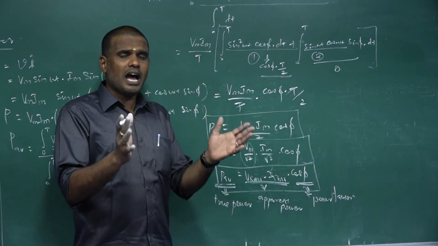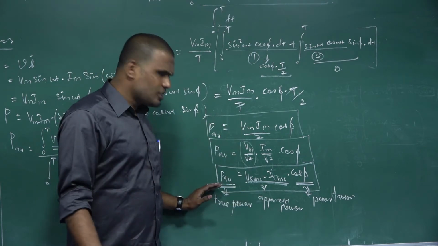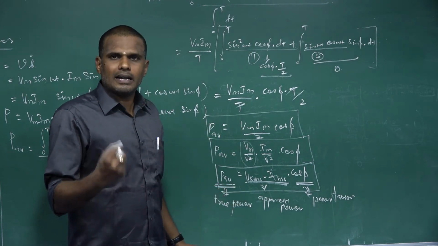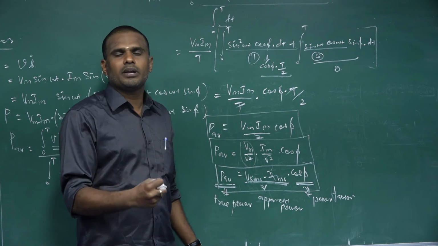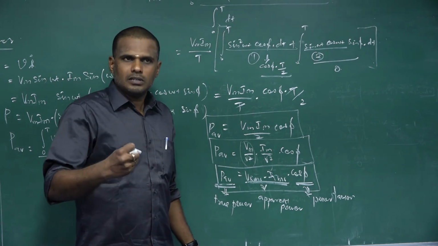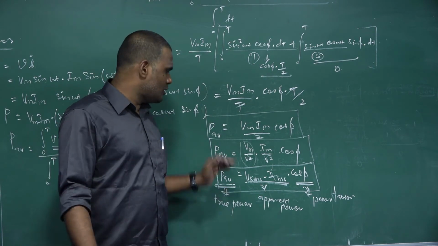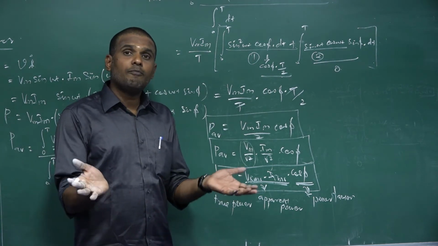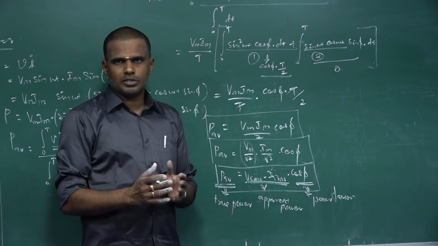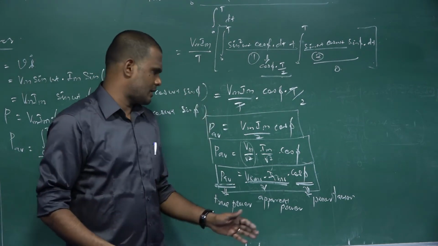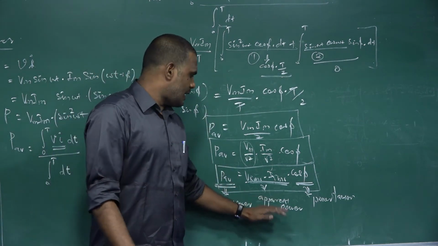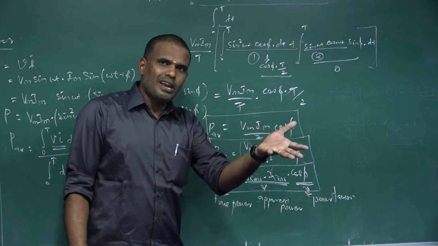So we should have a clear picture about this. What is true power? The amount of energy that has been consumed in a given duration, which is spent usefully by a component or by an electrical circuit, is called true power. And the amount of power that has been provided through the circuit, the total power provided to the circuit, is called apparent power, which is wattful as well as wattless.